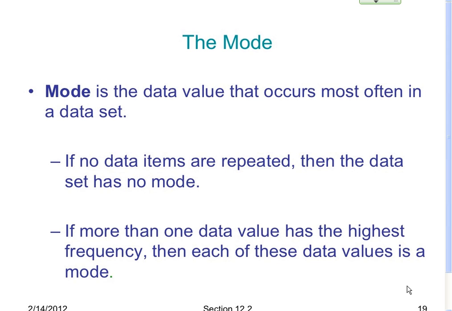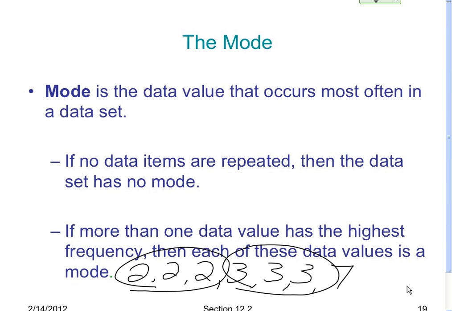If something repeats, if 2 different data items repeat the same number of times, then you're going to have two modes. So if I have 2, 2, 2, and 3, 3, 3, and 7, the 2's and the 3's repeat the same number of times. There would be two modes, 2 and 3.